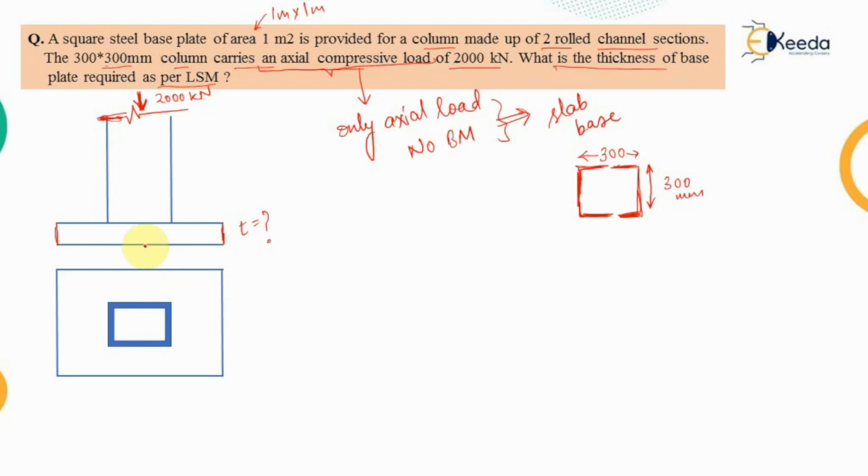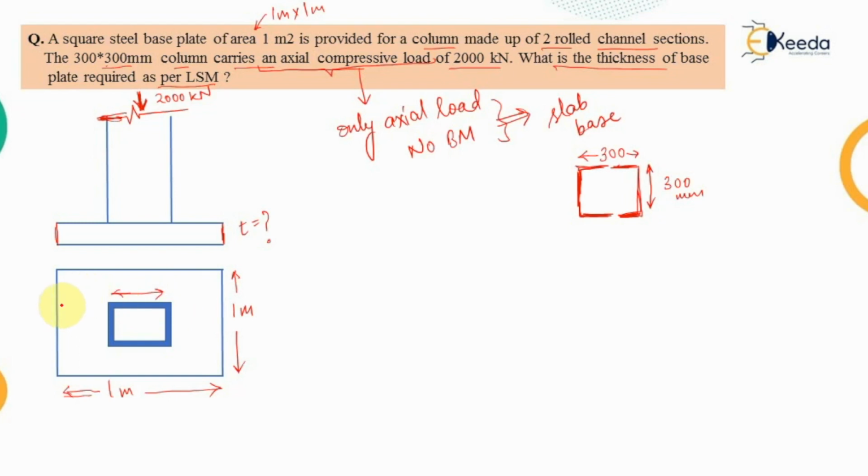In designing the slab base, as we have seen in the procedure part, two factors are to be found out. One is the thickness of the base plate and the other is the size of the base plate. Since the size of the base plate is already given to us, that it is a square base plate of 1 meter by 1 meter, that is both dimensions are 1 meter each. Now the column size is given as 300 mm.